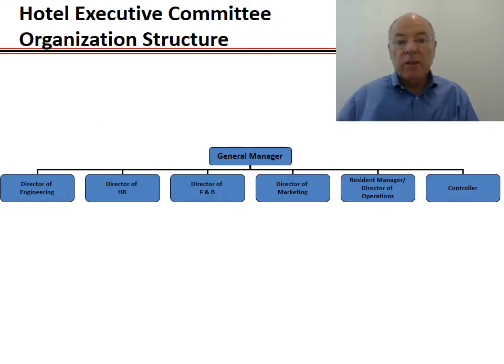So in a typical hotel, this is a very typical organization chart of the executive committee, or EXCO as it's often called in this part of the world. Under the general manager, you have a director of engineering, director of HR, director of food and beverage, director of marketing, resident manager, or more frequently these days called director of operations, and a controller, controller being the financial person. Now there are other variations of this in many different cases, as I'll highlight as we go through the different organization structural aspects within the different departments.